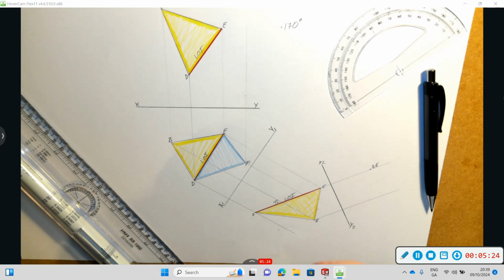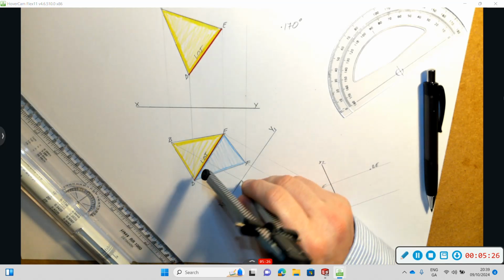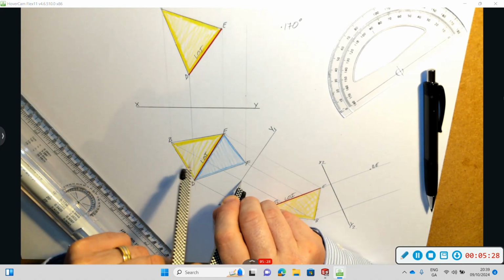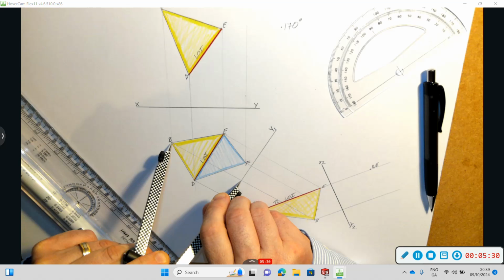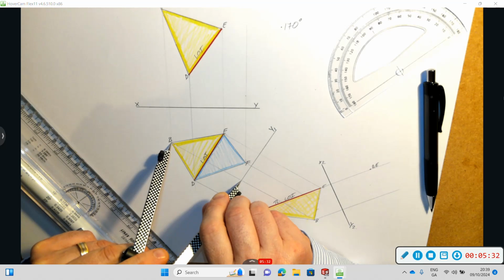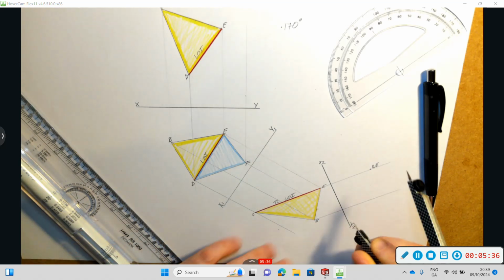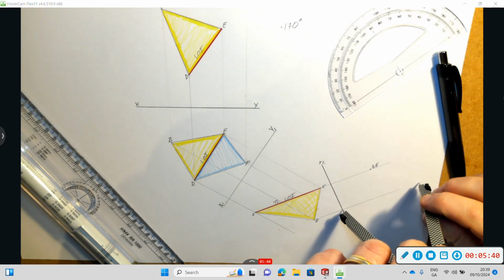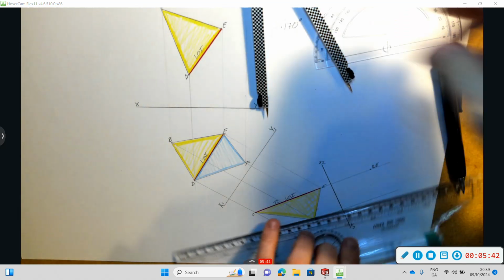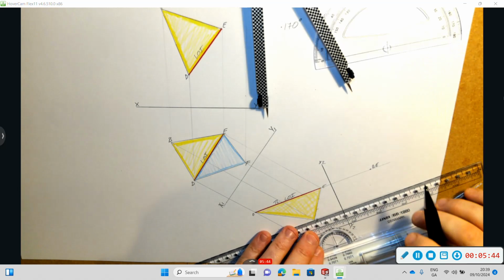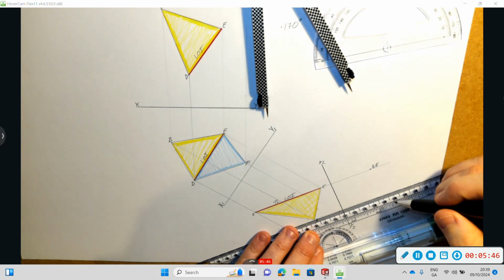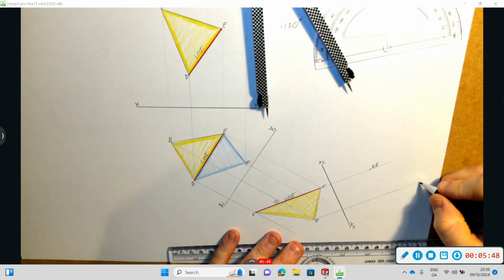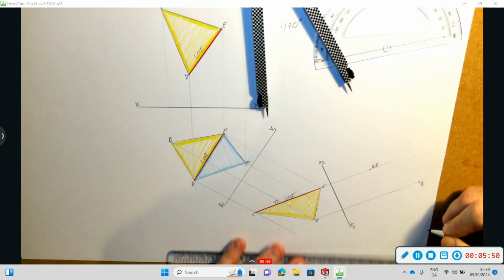And then for point B, again, set my distance here. And I just have to mark off that distance now in my new view over here. Okay, extend my project line from B to make sure I'm accurate. I don't just guess it. Okay, so that there is my point B.